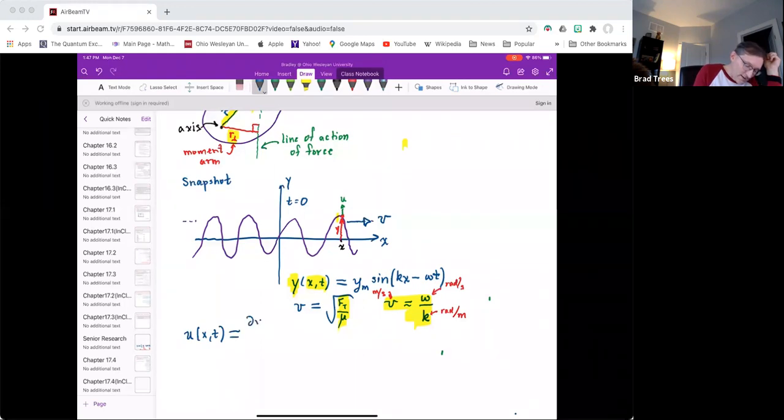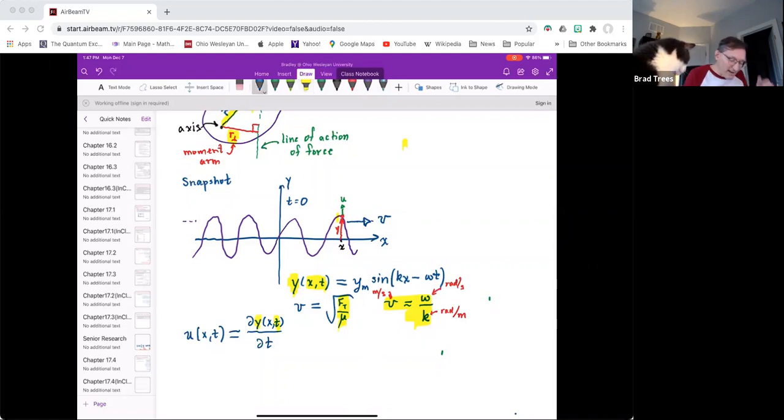Curly d of y(x, t) with respect to t. Curly d, that's the standard notation for what's called a partial derivative. And you can go through all kinds of proofs about what's a legitimate way to do this derivative, but it really boils down to the simple fact that you take the derivative of y with respect to t, and everywhere you see an x, just treat it like the k and the omega, i.e. like constants.